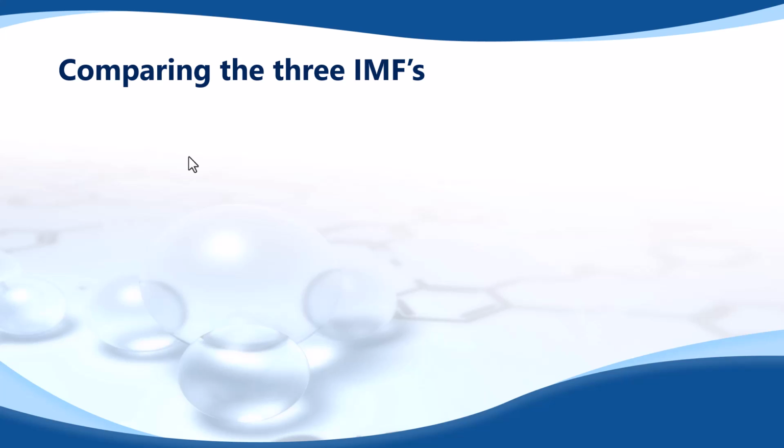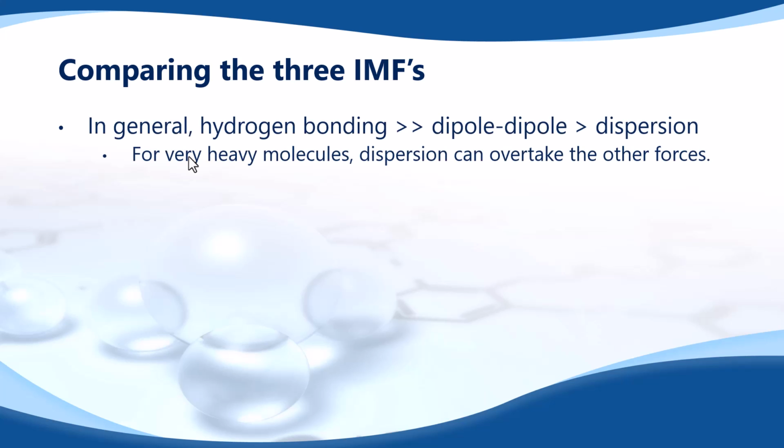The general comparison is that on an individual molecular basis, hydrogen bonding is by far the strongest of the three forces, followed by dipole-dipole, and then dispersion is the weakest of the three. Like I said, that's on a molecule-to-molecule basis. Once you get really, really heavy, large molecules, though, things that have very large electron clouds that can be really polarized, dispersion can potentially overtake the strength of other forces.